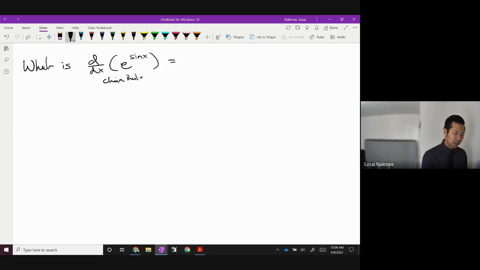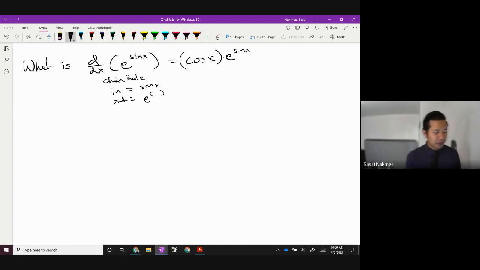Chain rule, which states I need to look for the inside function, and I need to find the outside function, and then take the derivative of each one. The inside function in this case is sine of x. The outside function is e to some stuff. The derivative of sine is cosine of x. The derivative of the outside is still e to some stuff, but that stuff, of course, is sine of x. So the derivative of e to the sine of x is going to be cosine of x times e to the sine of x.